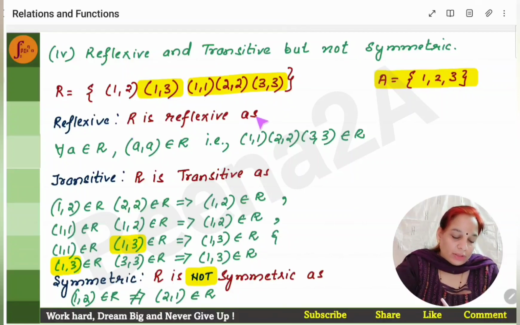So R is reflexive as, so for every element that belongs to A should belong to R, which is 1, 1, 2, 2, 3, 3 belongs to R.